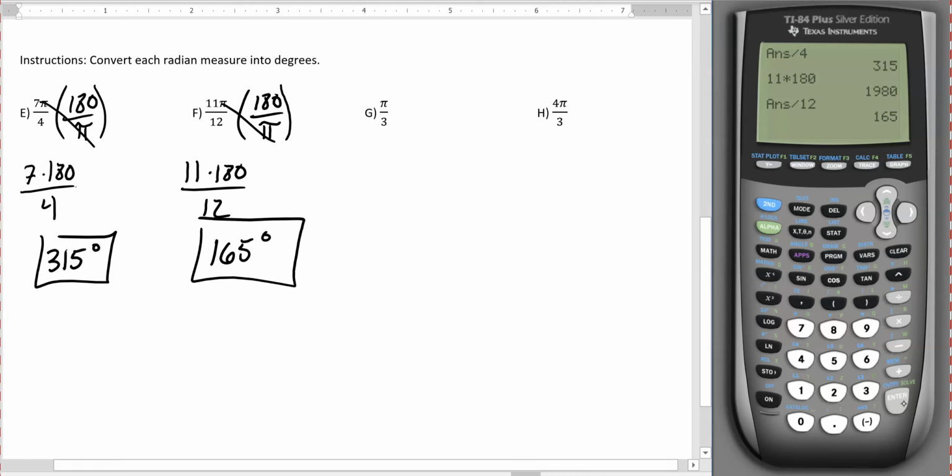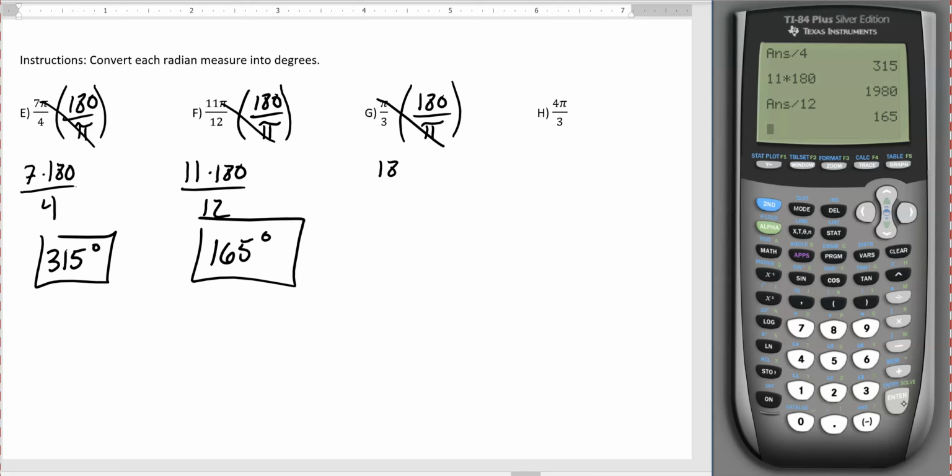Very nice. Pi over 3. Okay, well this one we can actually do in our head probably. Multiply by 180 over pi. The pi's divide out. I'm left with 180 over 3, which is of course just 60 degrees.